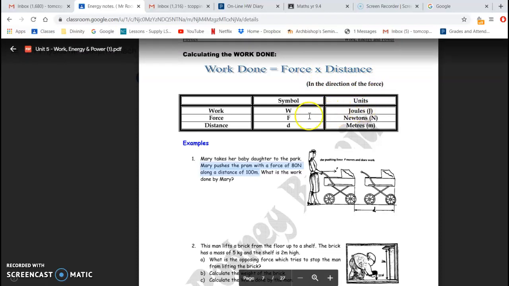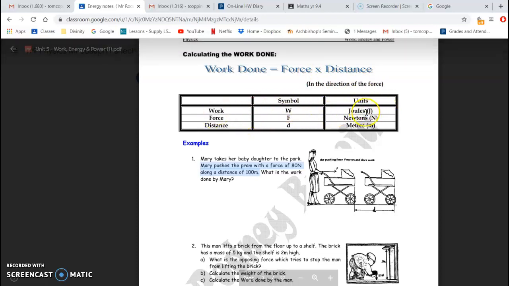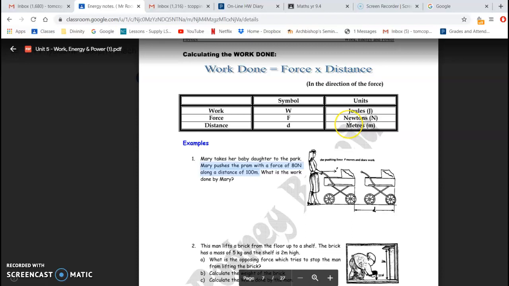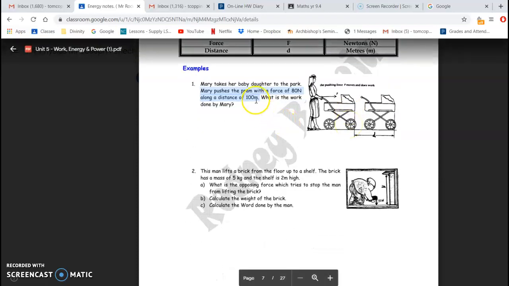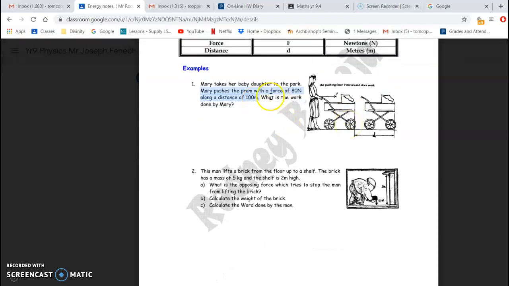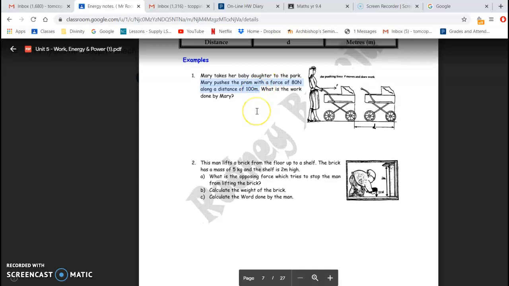Oh, I forgot to mention. The unit of work is joules, J. Don't ask me why, I have no idea. Newtons is N, and meters is m. So work is joules, force is newtons, and distance is meters. So in this case, it's 8,000 joules, because you do 80 times 100.